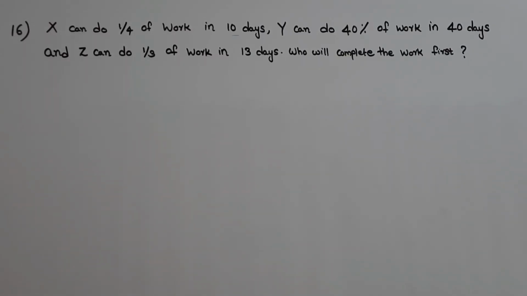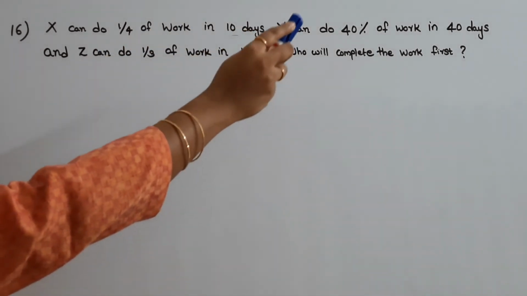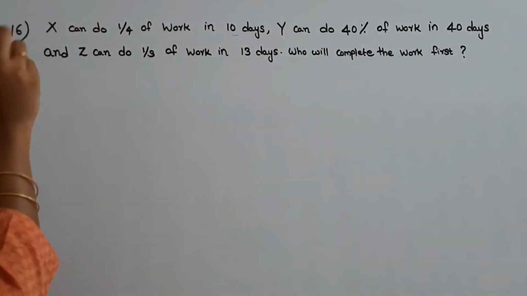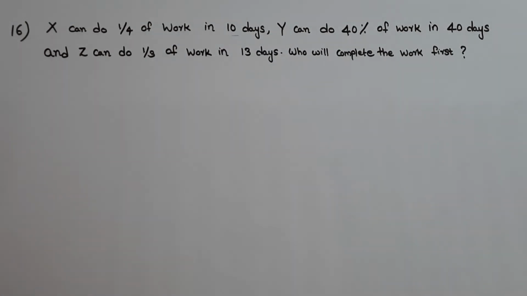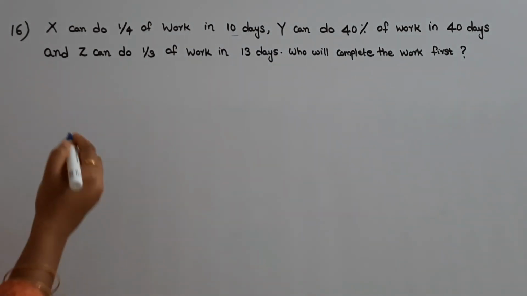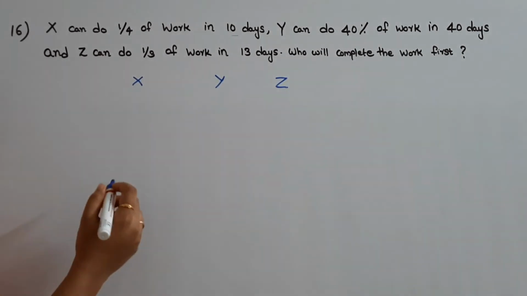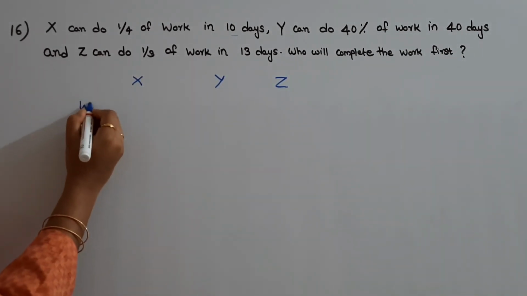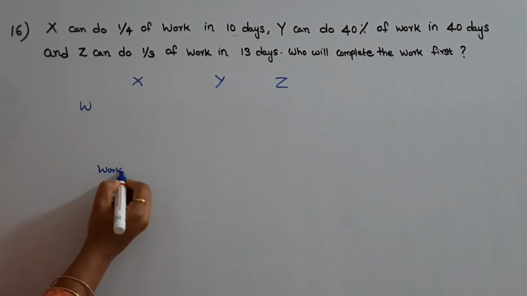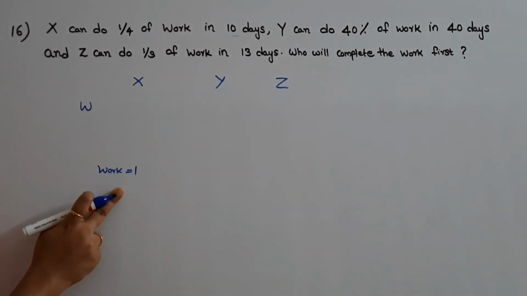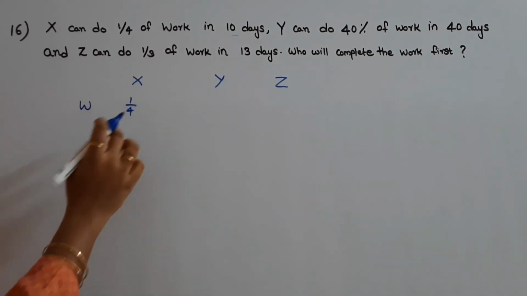The next question is, X can do 1 by 4 of work in 10 days, Y can do 40% of work in 40 days and Z can do 1 by 3 of work in 13 days. Who will complete the work first? So let us write what is given. Let us assume that the work done is equal to 1. Then 1 by 4 of work is 1 by 4 into 1, that is 1 by 4.